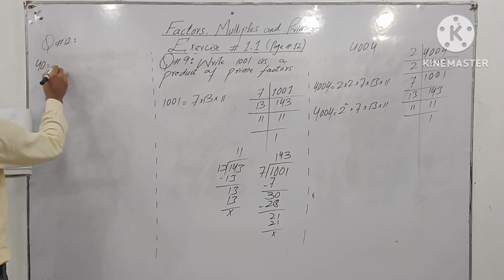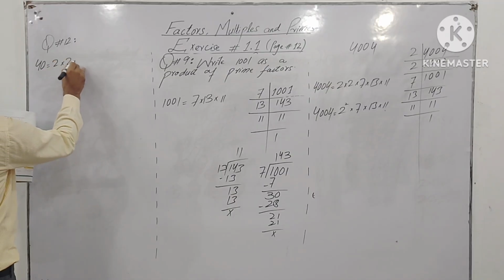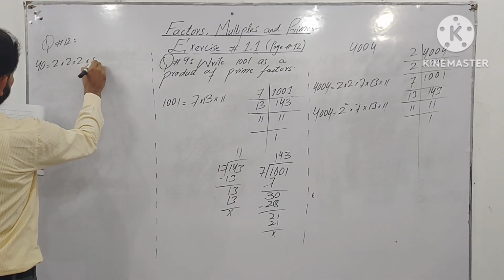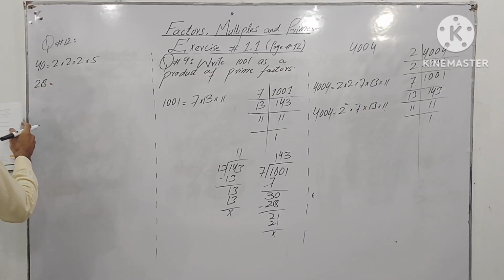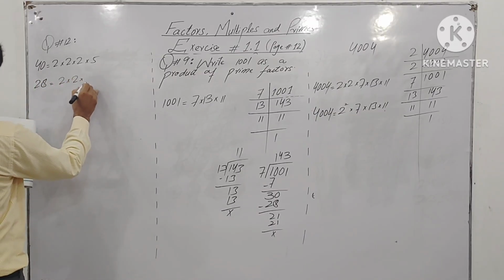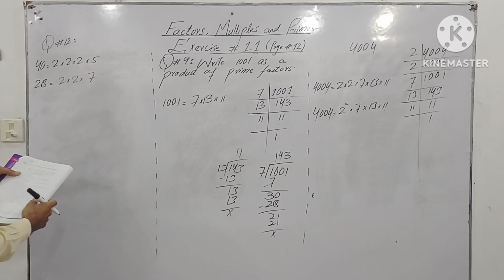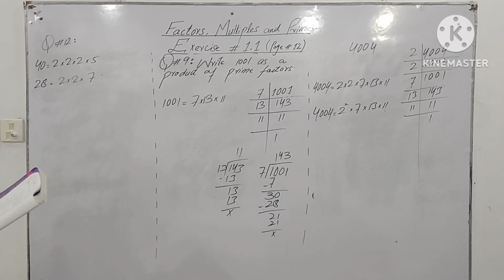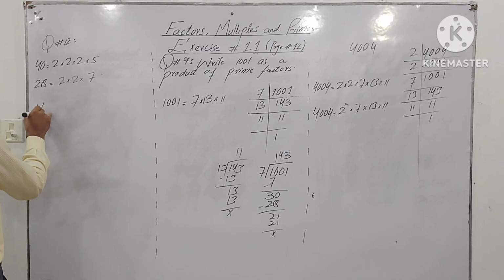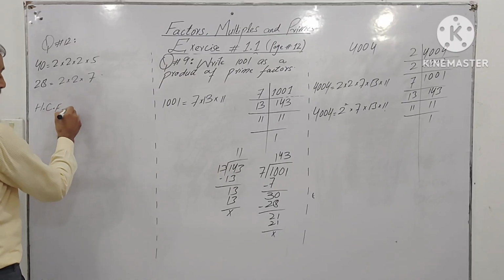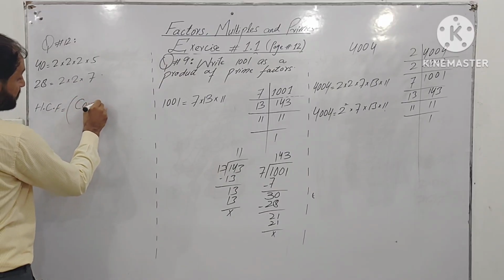Factors of 40 are 2 multiplied by 2 multiplied by 2 multiplied by 5, and the factors of 28 are 2 multiplied by 2 multiplied by 7. We have to find out the HCF and LCM. To find out the HCF, we have to just write down only common factors.